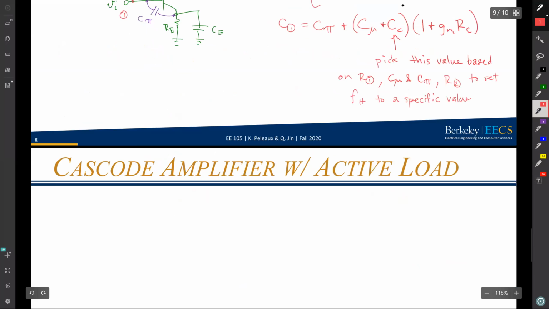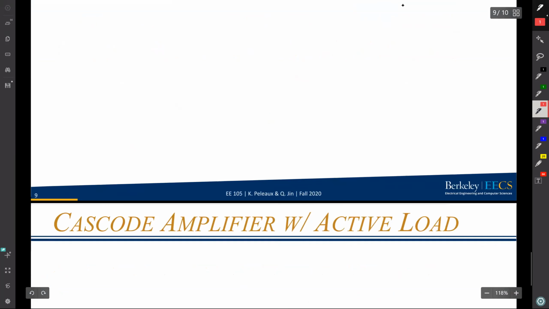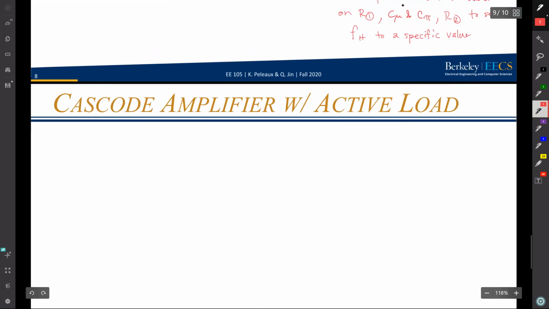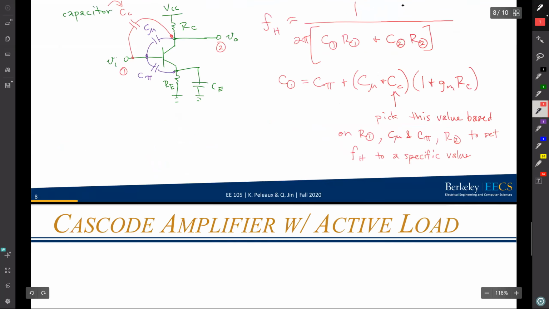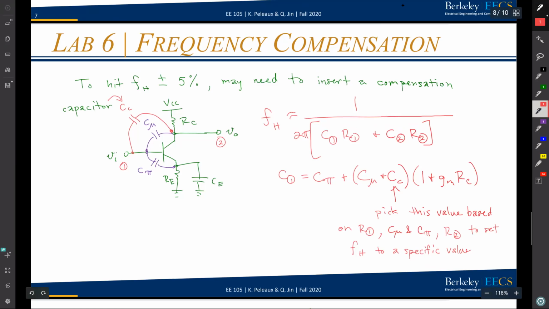Okay, I didn't get to cascode amplifiers with active loads. If you're interested in this, we can talk about it in office hours or something like that. It's not something that you're going to be tested on. It's just something I wanted to introduce because you'll see it later.